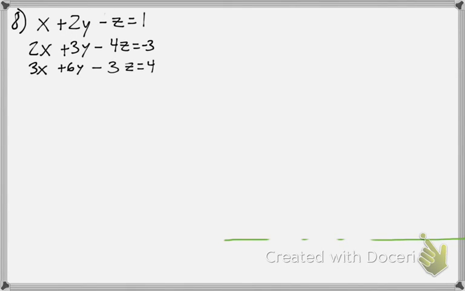On number 8, my first step is going to be to eliminate the 2x from the second equation, because I already have a single x in my first equation. So I want to take equation 2 plus negative 2 times equation 1. We'll get rid of that, and that'll be our new equation 2.